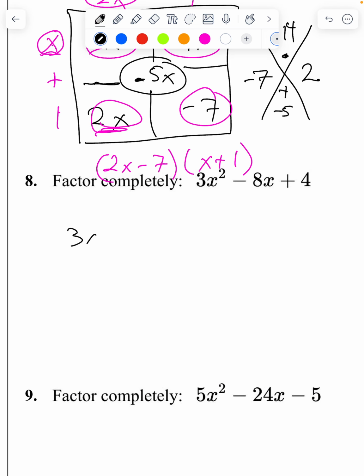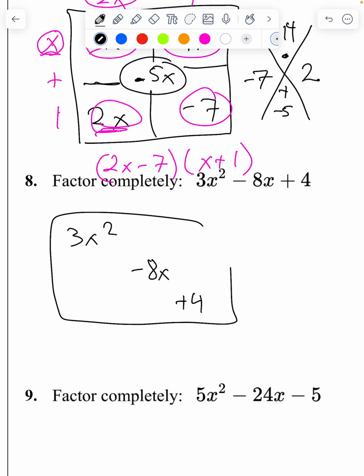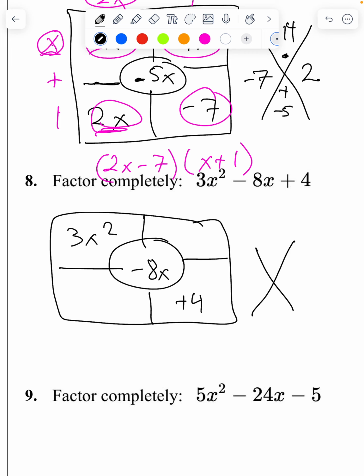This one here, I got 3x squared minus 8x plus 4. Got to multiply to 3 times 4, which is 12, and add to negative 8. I think negative 6, negative 2 would work. So negative 6x, negative 2x.